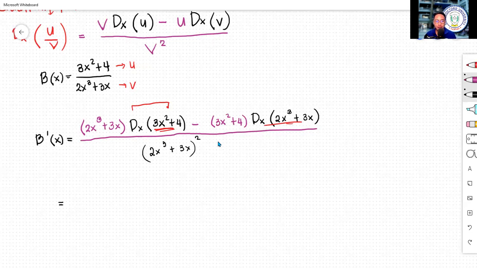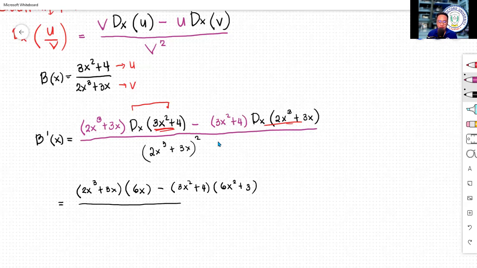So we have 2x cubed plus 3x. The derivative of 3x squared plus 4 is 6x, right? And then we copy 3x squared plus 4. The derivative of 2x cubed plus 3x is 6x squared plus 3 over, here you go, 2x cubed plus 3x squared. I know, sorry. The quantity should be closed.